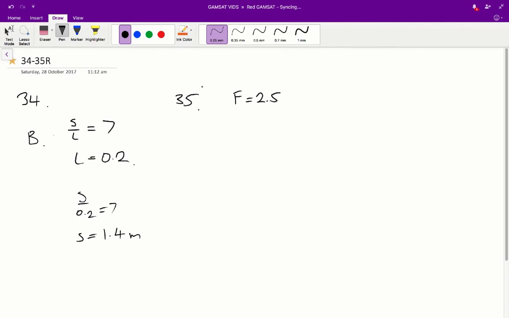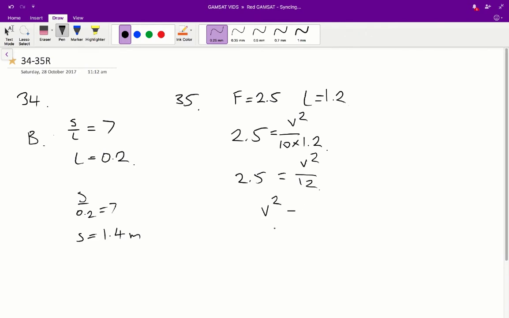From there, we can just sub all the numbers into their appropriate places. So F is equal to 2.5, L is equal to 1.2. Therefore, we get 2.5 is equal to V squared on 10 times 1.2. So we get 2.5 is equal to V squared on 12. V squared is equal to 30. And V is therefore about equal to 5.5, because 5 times 5 is 25. So 5 squared is 25, and therefore 5.5 will be a little bit over that. So about 30.